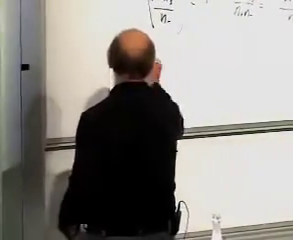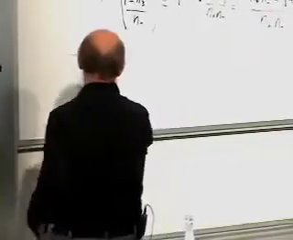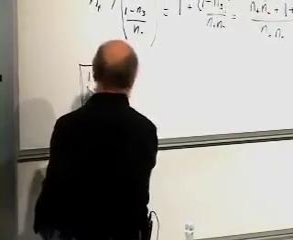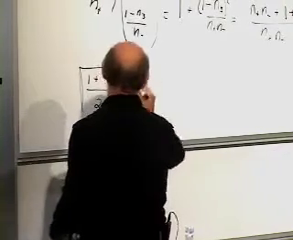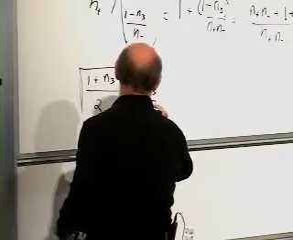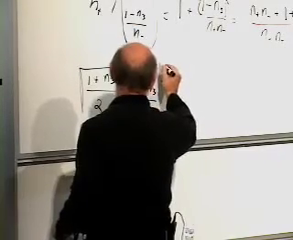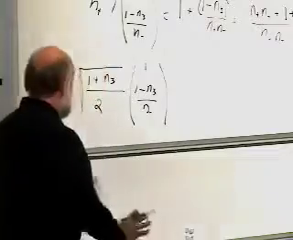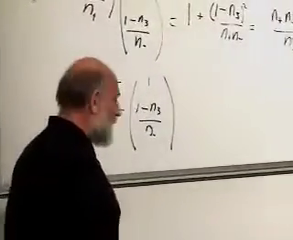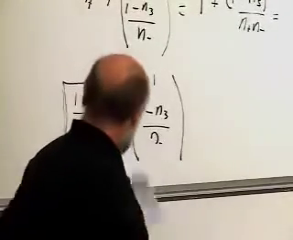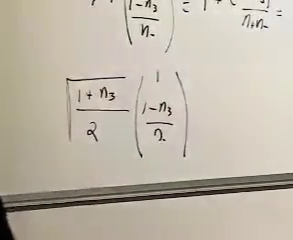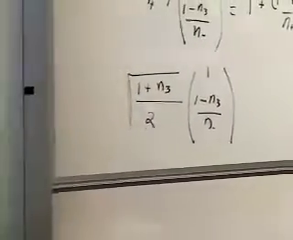So here is the normalized eigenvector, and the homework, of course, is to check this. It is the square root of 1 plus n3 over 2, times 1 minus n3 over n minus. That's the normalized eigenvector corresponding to measuring the spin along the n-axis. The same thing is true along the m-axis, except wherever you see n, you put m.